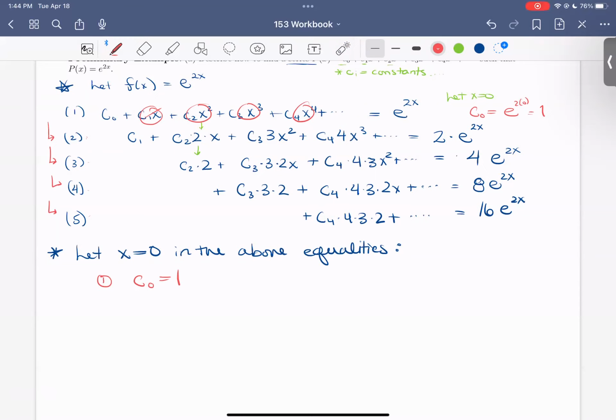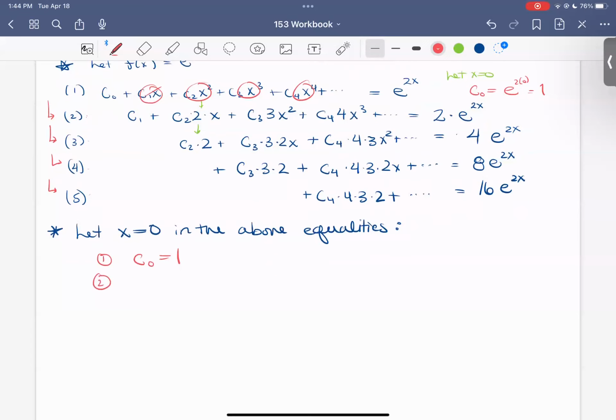So then in equation 2, when I plug in 0, all of my x terms become 0. So I'm just left with C1 equals, then the right-hand side would be 2e^(2 times 0), which would just be 2 times 1, so 2. All right, third equation, we just have all zeros but c sub 2, and that would be equal to 4e^(2 times 0), which is just 4. We're probably seeing a pattern here.